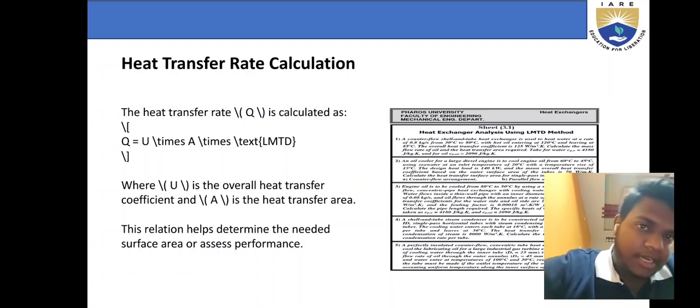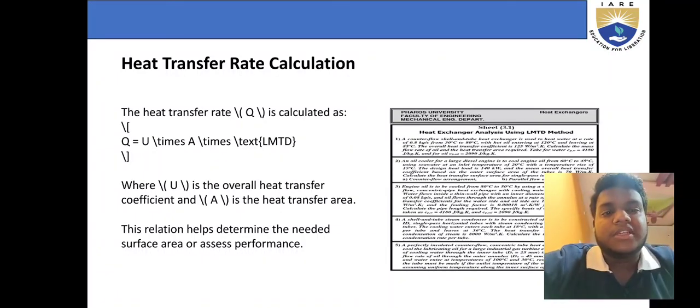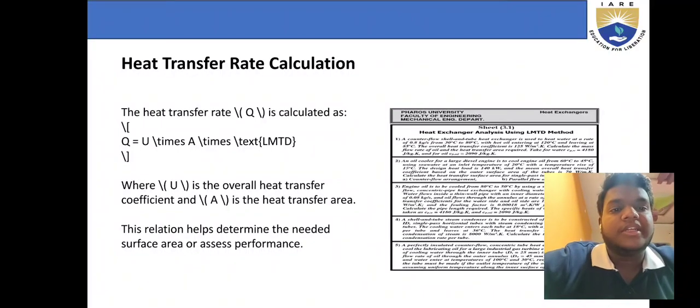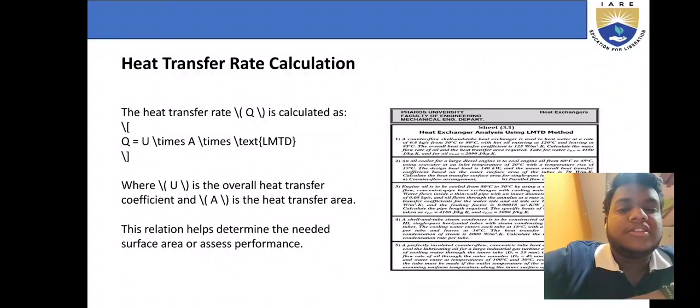Heat transfer rate calculation. The heat transfer rate is calculated as Q equals U times A times LMTD, where U is the overall heat transfer coefficient and A is the heat transfer area. This relation helps determine the needed surface area or assess performance.